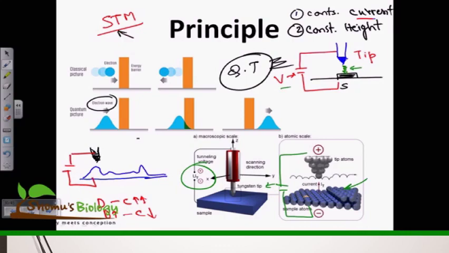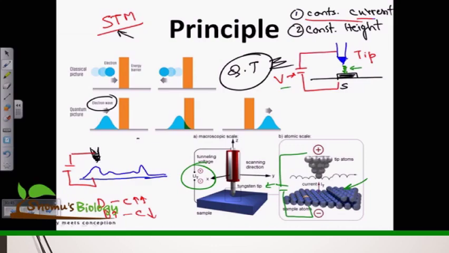So inverse proportionality again. What we want to maintain here is a constant current. If we want to maintain a constant current, we should have a constant flow of current irrespective of the distance that we see.